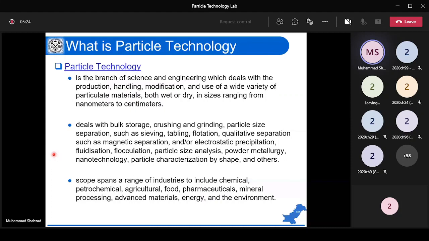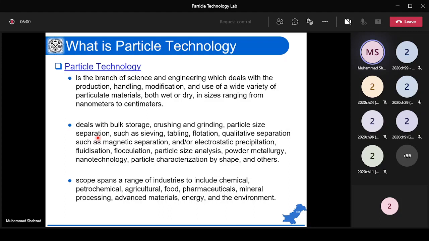Okay, what we are going to do in this lab? Basically, we have all the machinery related to sizing, tabling, flotation, magnetic separation, electrostatic precipitation, right? And we have machinery related to crushing and grinding. In the lab, we are going to cover these first two things: crushing and grinding and particle size separation. We are going to perform experiments on those machines. We are going to study those machines.